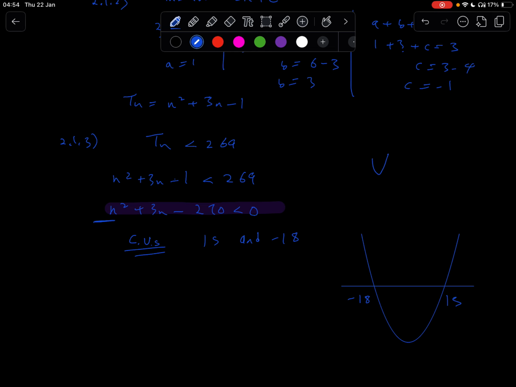So we are saying this is below what? Below the x-axis, less than 0. So it's this region here. That's the solution to this inequality. The solution lies in here.